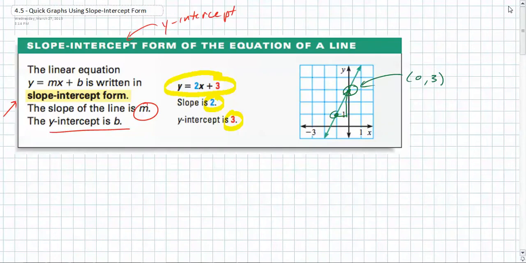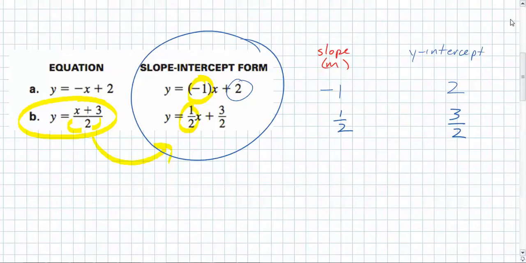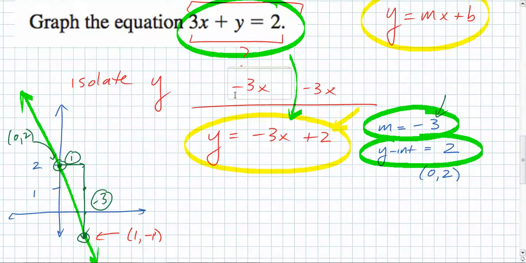To recap, an equation is in slope-intercept form if it has the form y equals mx plus b. M is the slope, and b is the y-intercept, which is where the line crosses the y-axis. You can immediately get the slope and y-intercept of a line if it's in slope-intercept form by identifying the coefficient of x as the slope and the constant as the y-intercept. If you're going to graph an equation using slope-intercept form, the first thing you need to do is make sure it's in slope-intercept form, so y equals mx plus b. And then when it's in slope-intercept form, you identify the slope and the y-intercept, plot 2 points, and connect them.